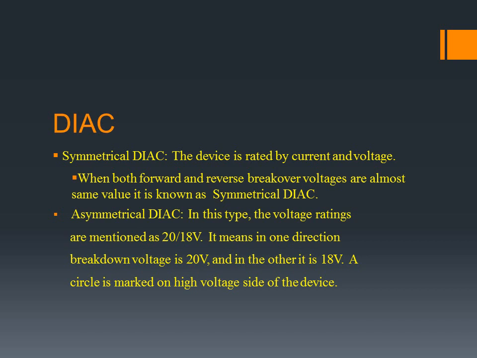In this type, the voltage ratings are generally 20 or 18 volt. It means in one direction, or in one quadrant, the breakover voltage is 20 volt, and in the third quadrant the breakover voltage may be 18 volt. So there is no symmetry between these two voltages in the first and the third quadrant. So these type of diacs are asymmetrical diac, but generally the diacs which are available, all those are symmetrical diac.